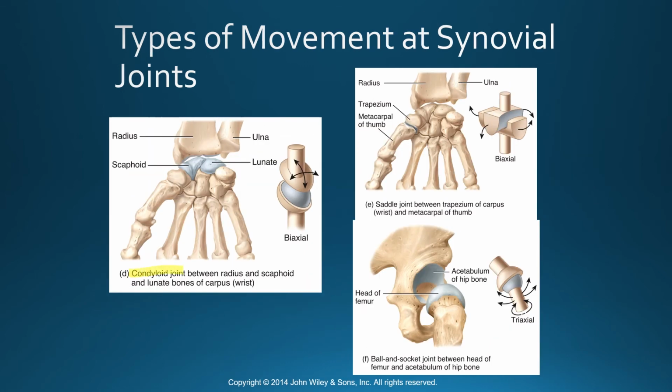A condyloid joint is where the convex, oval-shaped projection of one bone, so you can see here, kind of egg-shaped, actually fits into the oval depression of another bone. You can see that there. A condyloid joint is biaxial because it allows for movement around two axes.